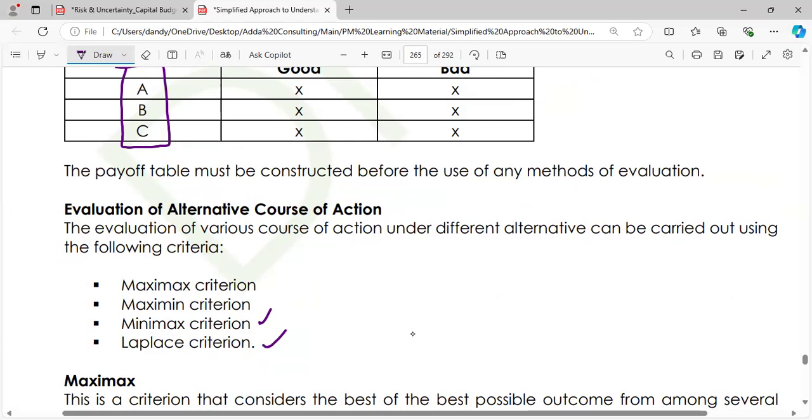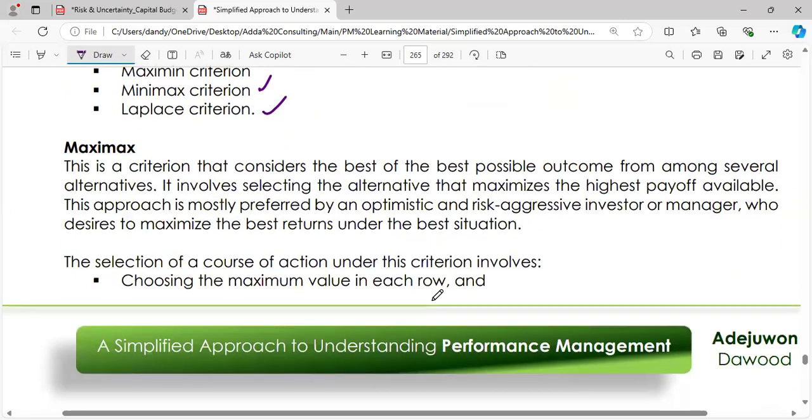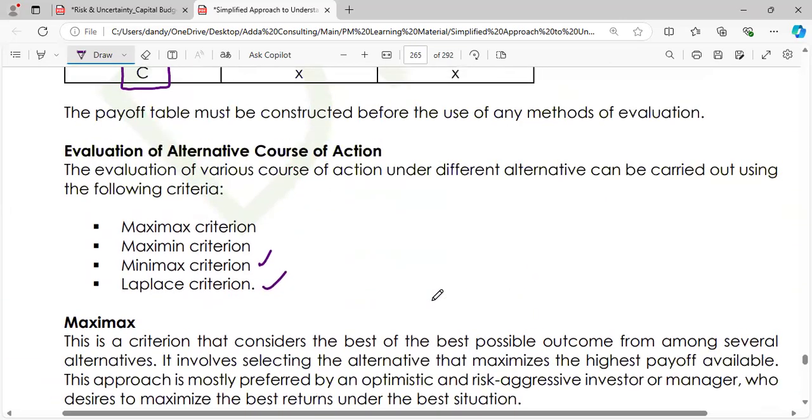I will not bother you with too much grammar or too many notes. I just want to tell you what you need to do. As far as the Maximax criterion is concerned, it is mostly preferred by an optimistic decision maker, and the decision maker expects the best to occur.